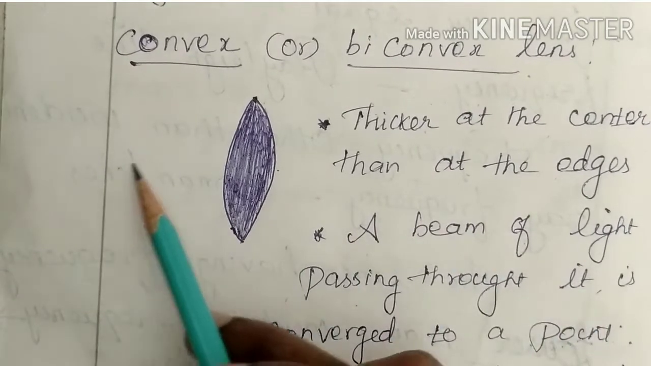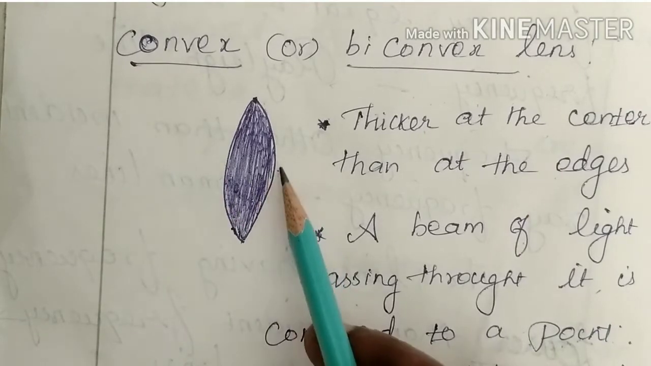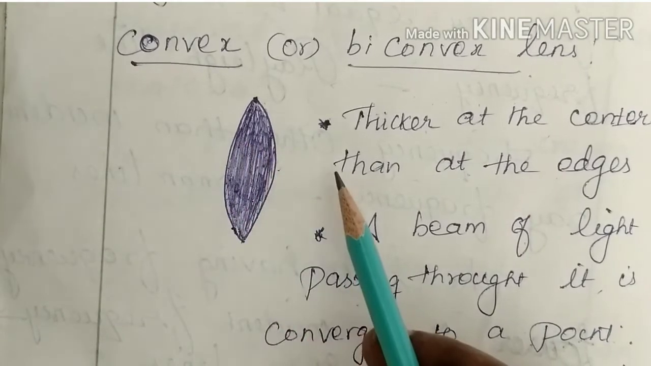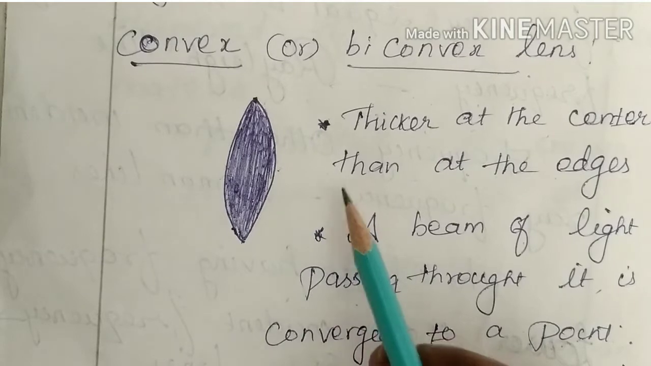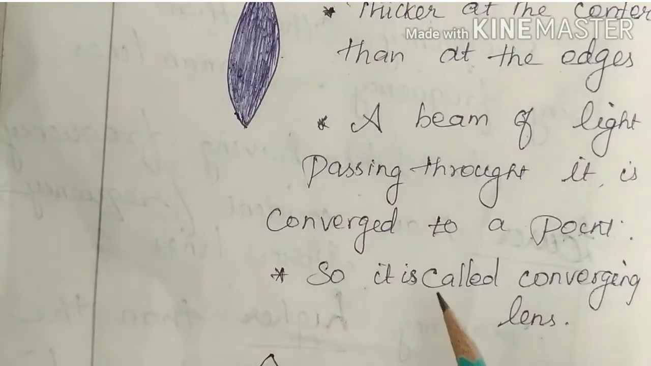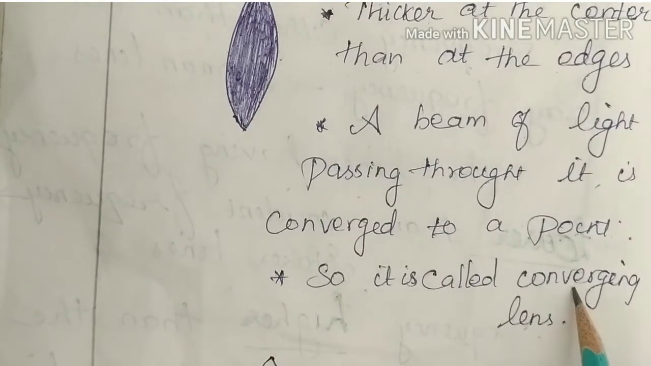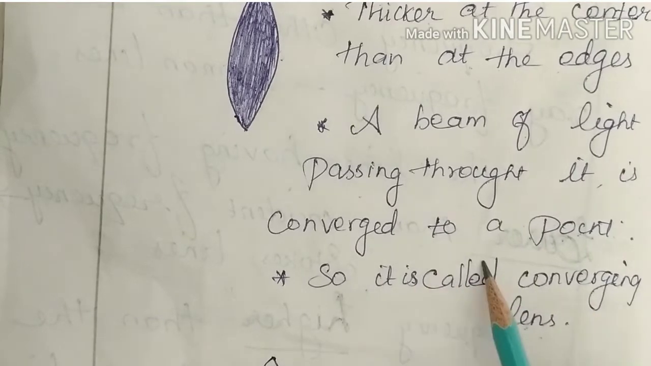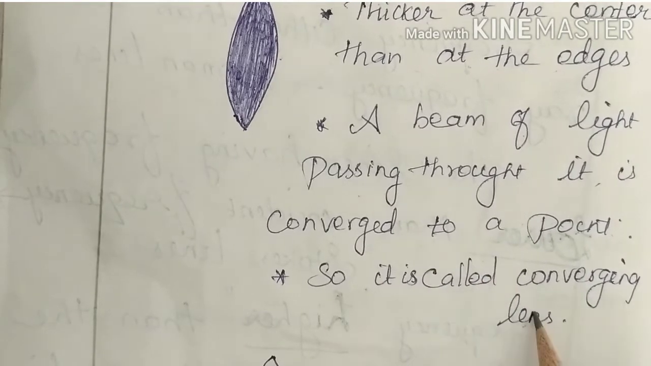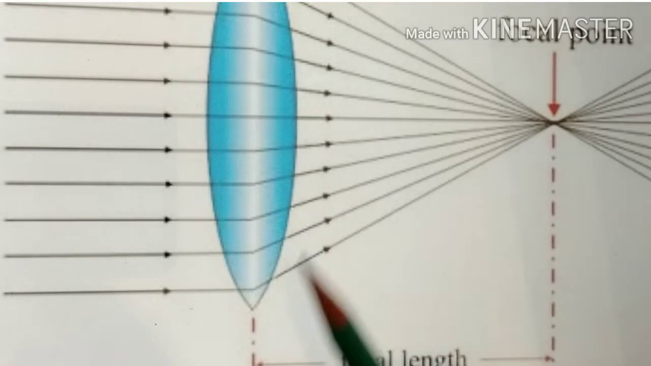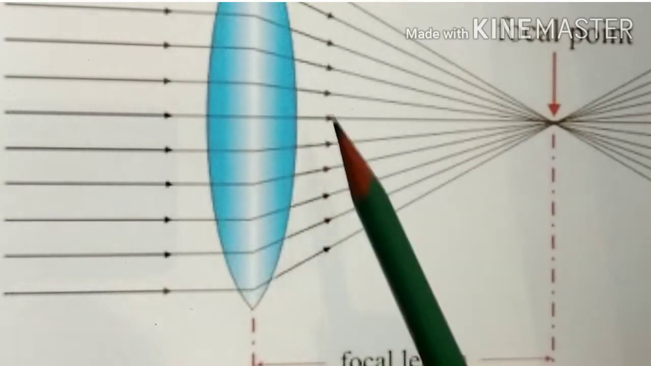When a beam of light rays passes through the convex lens, all the light rays will meet in one particular point. So these lenses are called converging lenses. Convex lenses are called converging lenses. Just observe this picture. This is the convex lens.